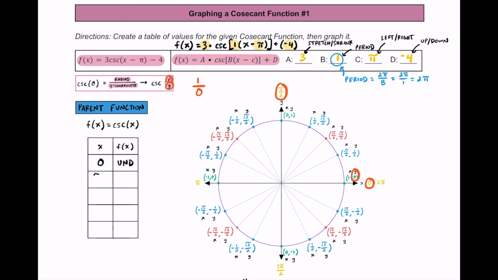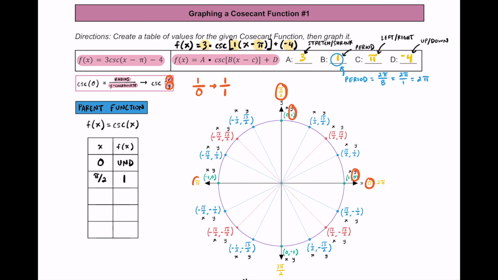Next, if we take a look at the angle measure of pi over 2 radians or 90 degrees, let's go ahead and put pi over 2 in our table. That's going to be the angle measure. Let's go ahead and see what the ratio of r to y is going to be here. Now, r is still going to be 1, so let's go ahead and put a 1 here. And y here is going to be, let's see, it's going to be a 1. So 1 over 1 is just going to equal 1. So at pi over 2, the y value is going to be 1.